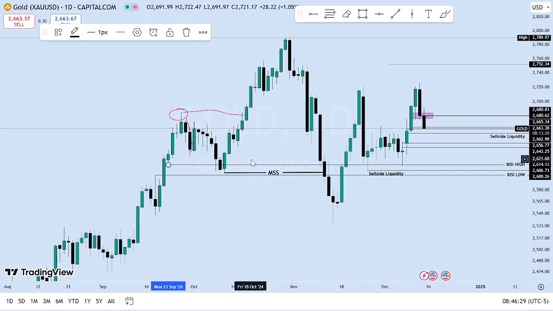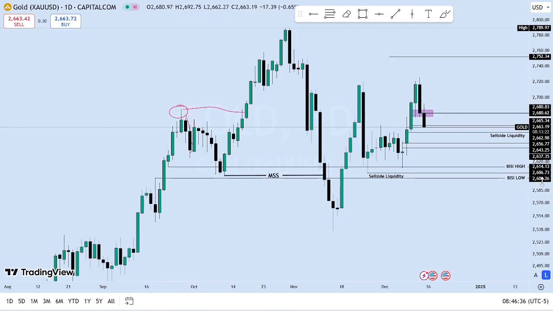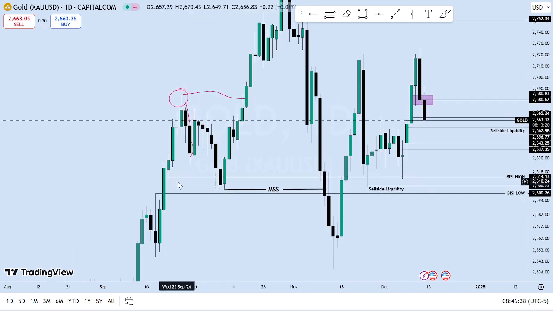Okay, good. So here is BC high. We are looking for the consequent encroachment. That's the half of this inefficiency here, between this candle's low and this candle's high. Use your Fibonacci over here, the Fibonacci retracement.